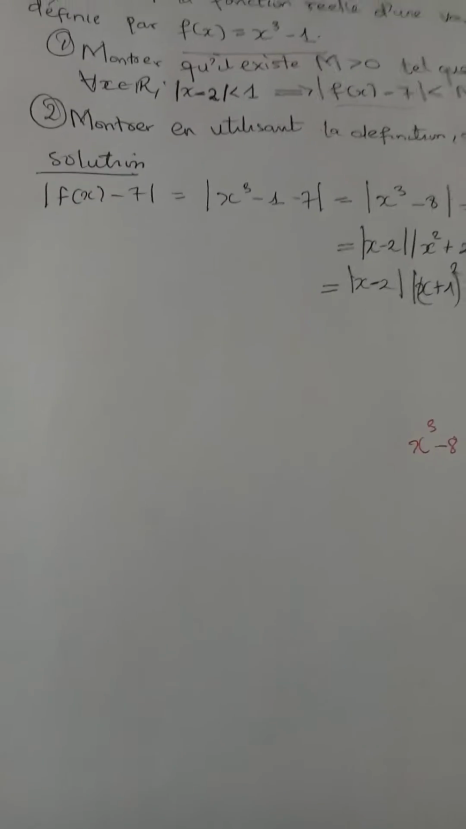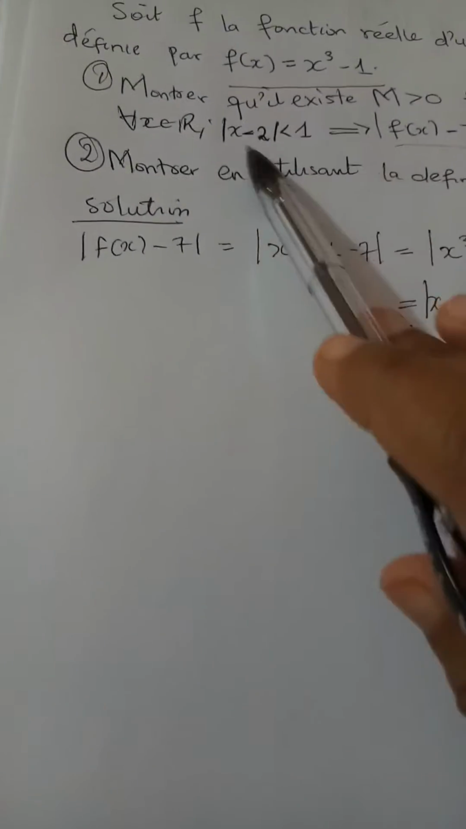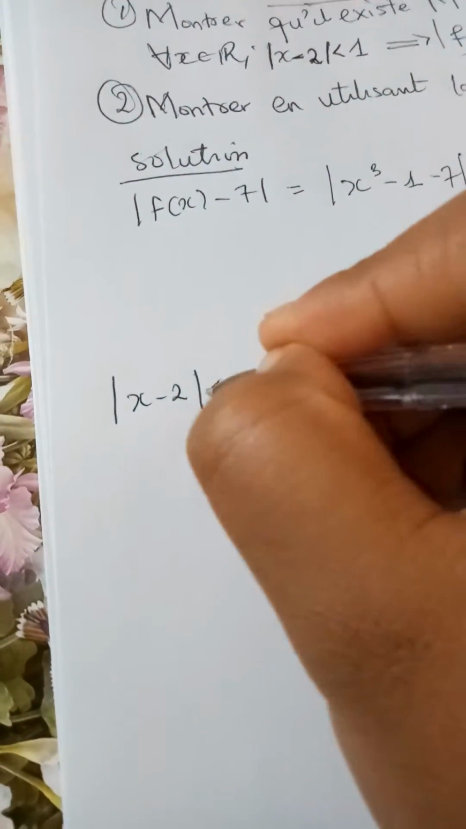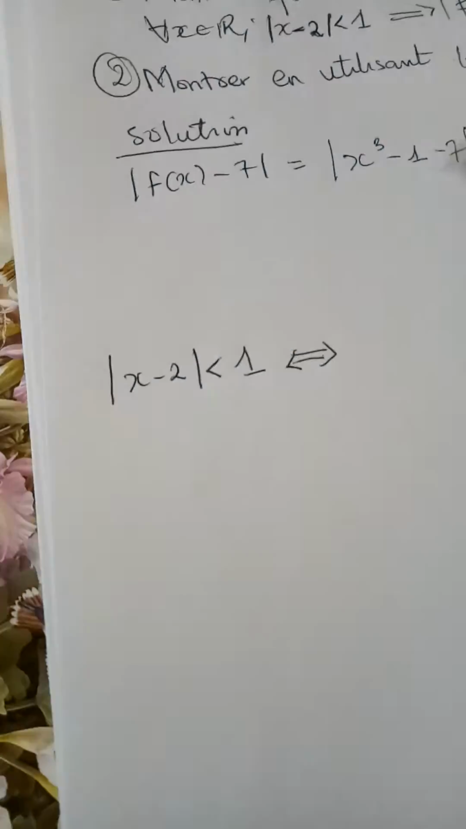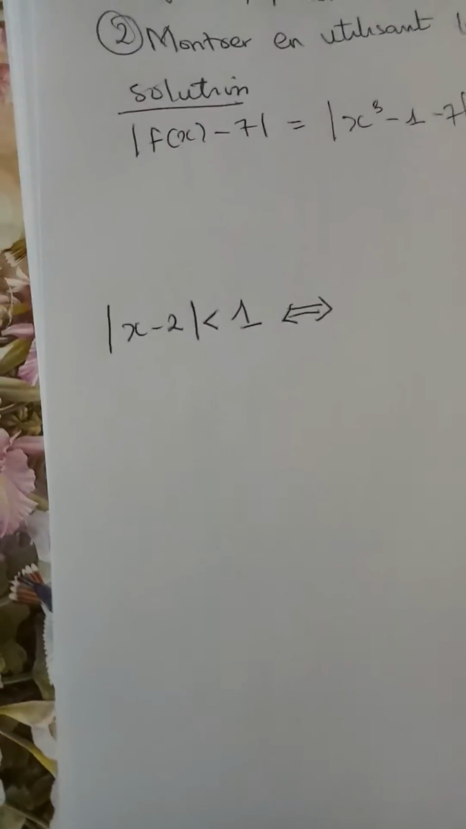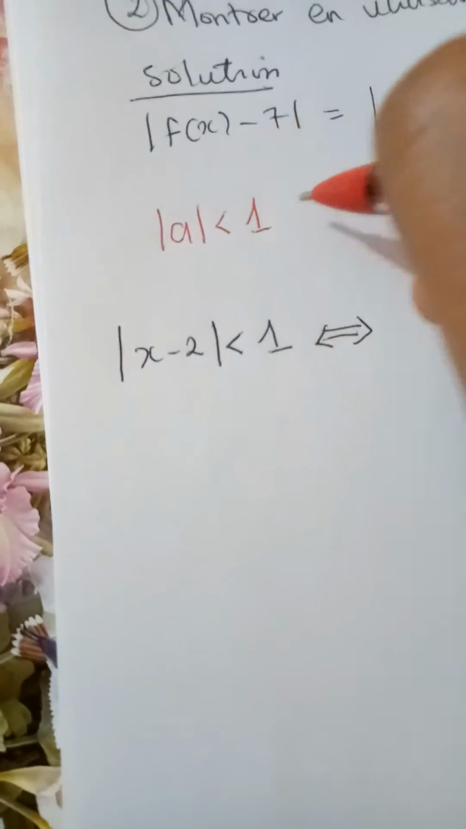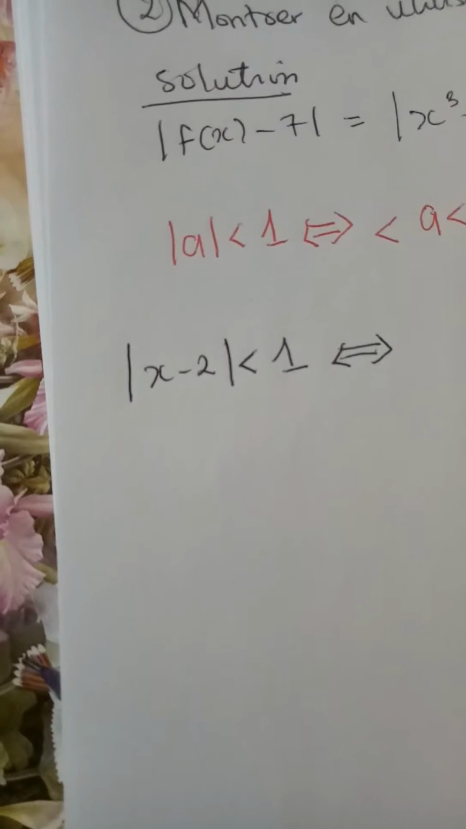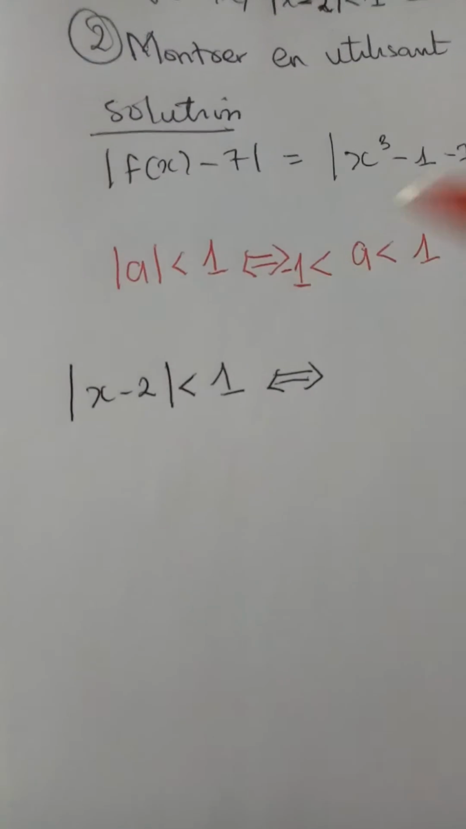Now the next thing to do is bring in this first part and click this. So now we're going to work with this. What are we going to have? We're going to have |x − 2| < 1, which is equivalent to... if you have an absolute value, let's say |a| < 1, it is equivalent to saying a is between 1 and negative 1.